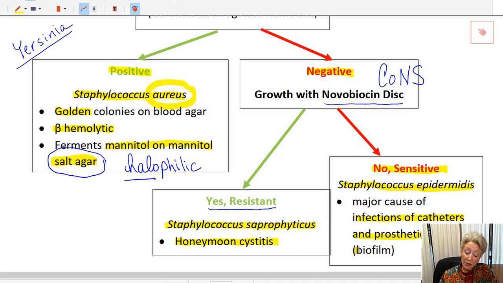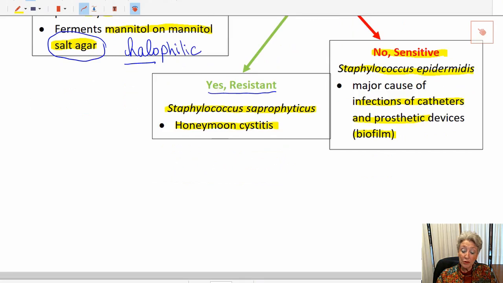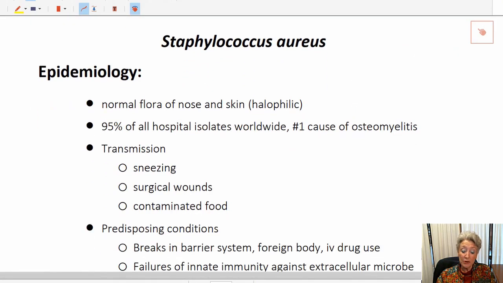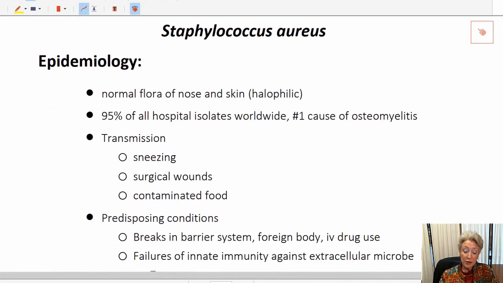So this is because of the fact that the organism is capable of making a biofilm, which allows it to adhere to that otherwise very slippery substance. Now, Staph aureus, very, very important organism. As I said, notice all of the things about it being halophilic that are useful to you. It's going to be normal flora in my nose and on my skin, both of which are relatively salty locations.